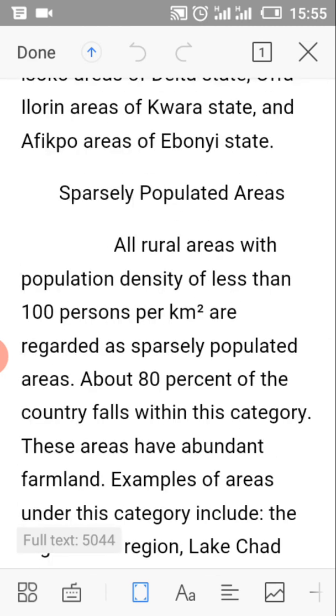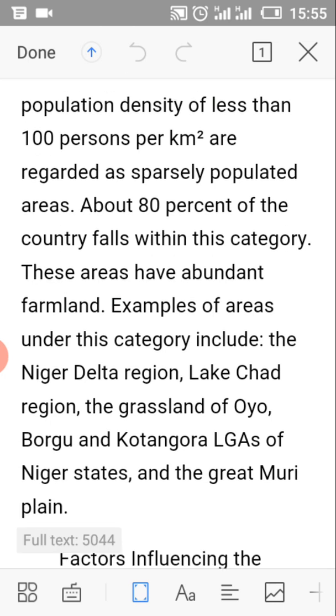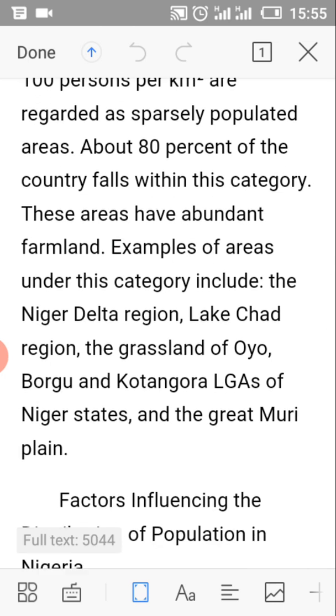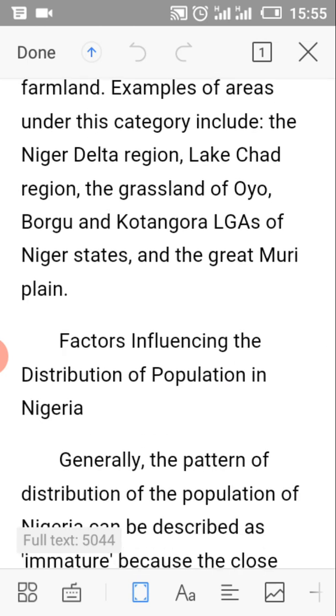Now, the sparsely populated areas. All rural areas with population density of less than 100 persons per square kilometer are regarded as sparsely populated areas. About 80% of the country falls within this category. These areas have abundant farmland. Examples of areas under this category include the Niger Delta region, the Lake Chad region, the grassland of Oyo, Borgu, the Kotangora local government of Niger State, and the Great Buni Plain.